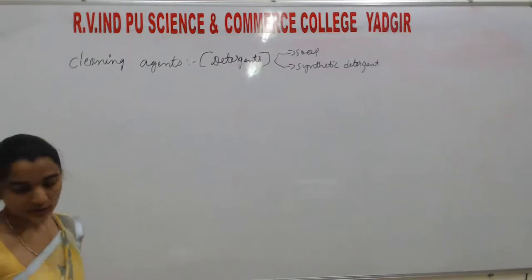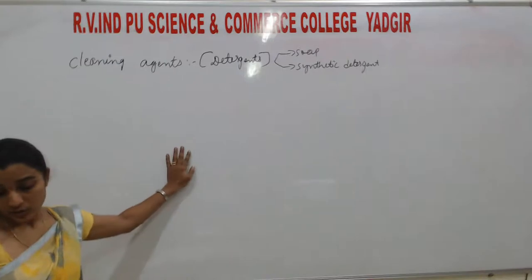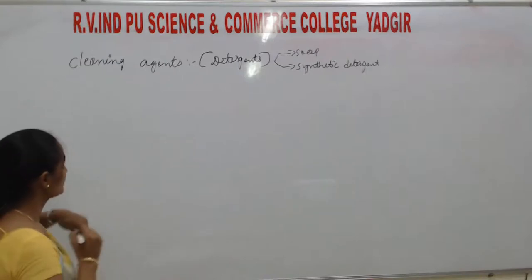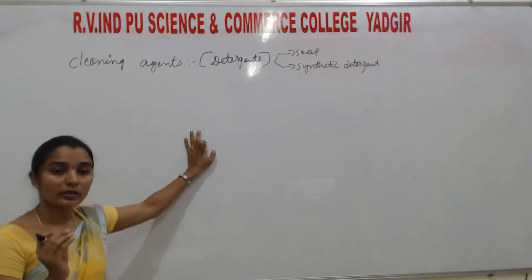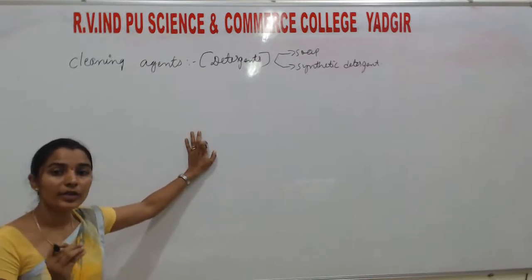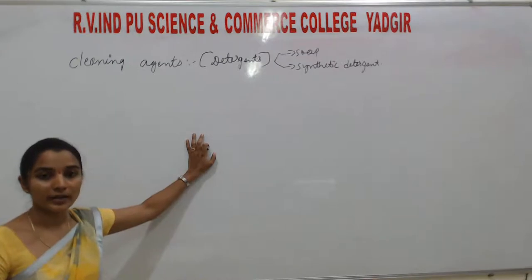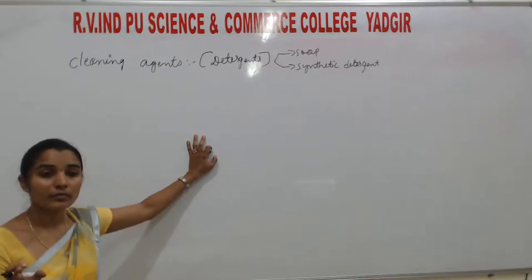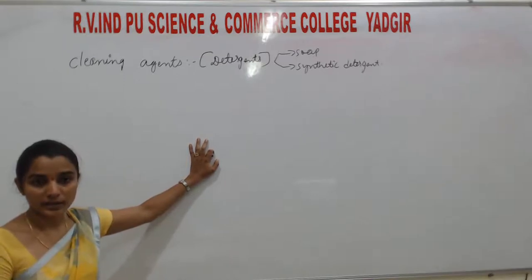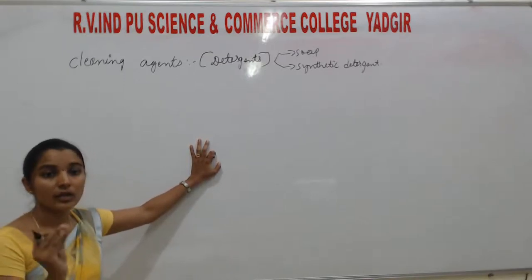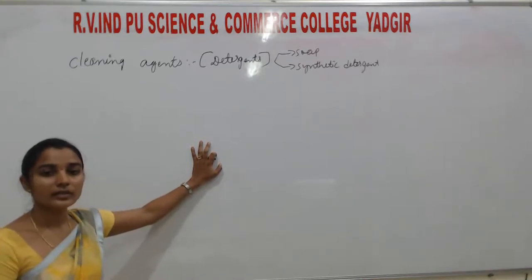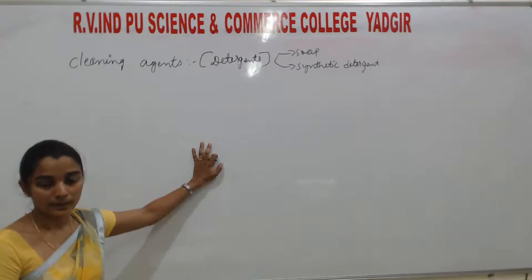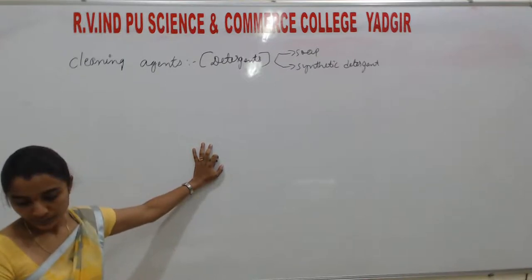Next one is synthetic detergents. So what are those synthetic detergents? So listen. They are the ammonium or sulfonate salts of the long chain fatty acids. If sodium or potassium is there, then it is soap. If ammonium or sulfonate is there, then it is detergent. Understand? What are they?